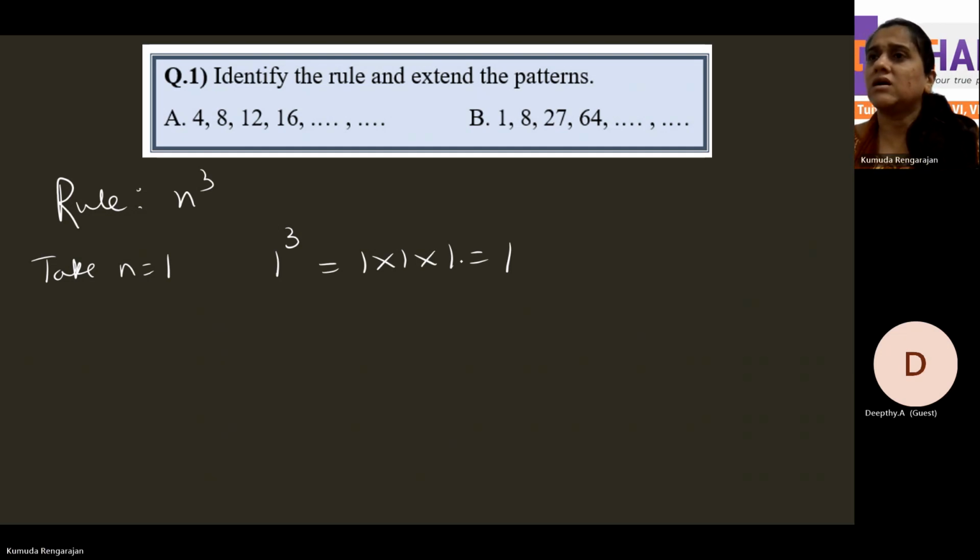That is just n raised to the power 4. Only for power 2 and 3, you can read squared and cubed. The others, it is n raised to the power 4, n raised to the power 5.